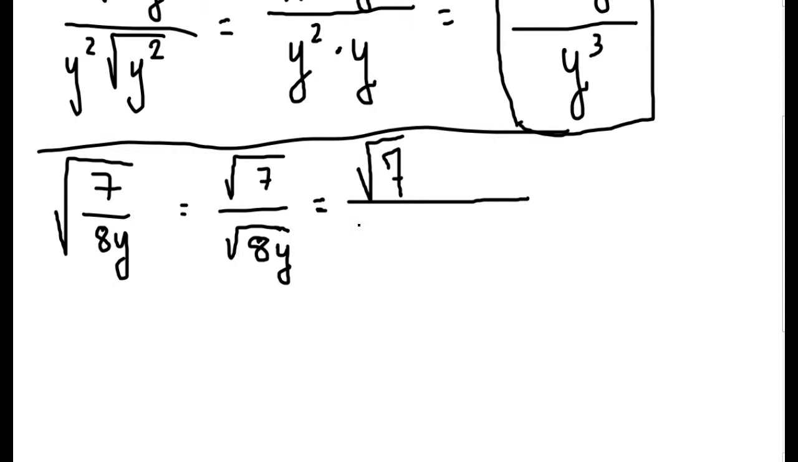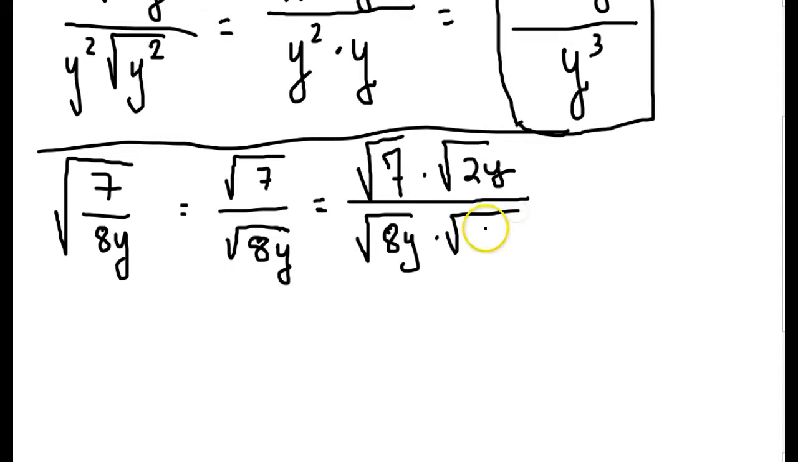It's like basically combining apples to apples. It needs to have that square root so we can combine it. So if we multiply the numerator and the denominator by the square root of 2y, let's see what happens. Our numerator is the square root of 7 times the square root of 2y. Our denominator is the square root of 8y times the square root of 2y.